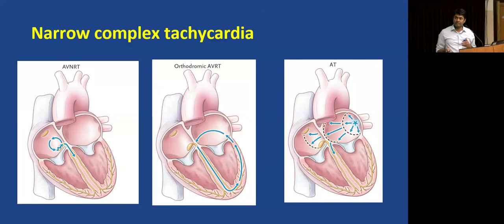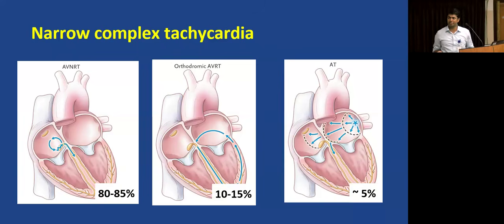But remember that all these three can also present as wide complex, if they have an underlying bundle branch block or a rate related bundle branch block. But if they present with narrow complex, these are the most common tachycardias. Now, 80 to 85% of these supraventricular tachycardias that are narrow complex tachycardias are AVNRT.